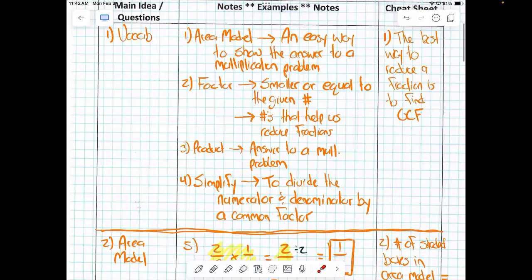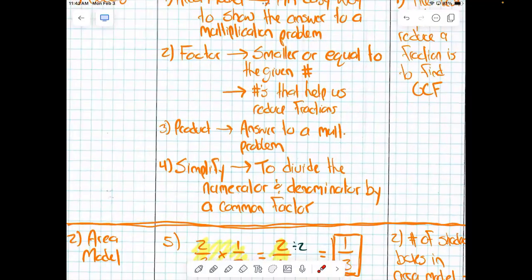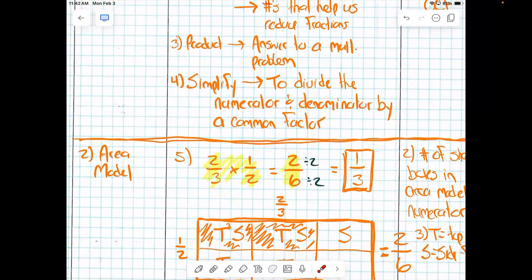Okay, simplify. When we simplify, what do we divide? By a what? So you got to find a factor that goes into both the numerator and the denominator, yeah? All right, here we go.